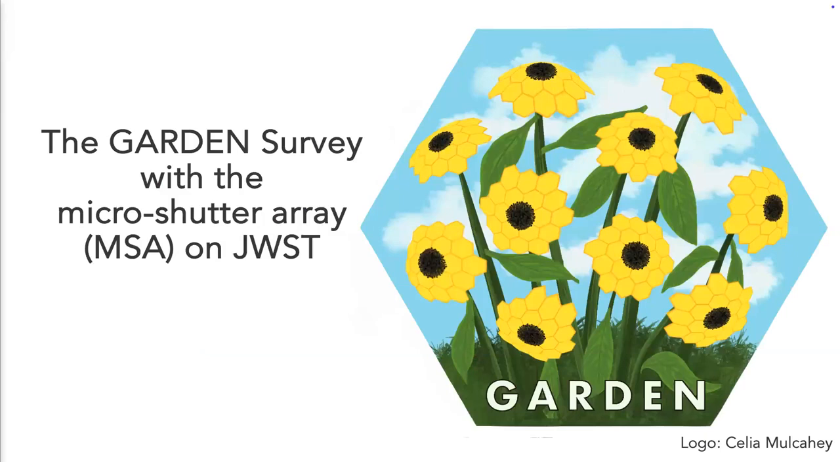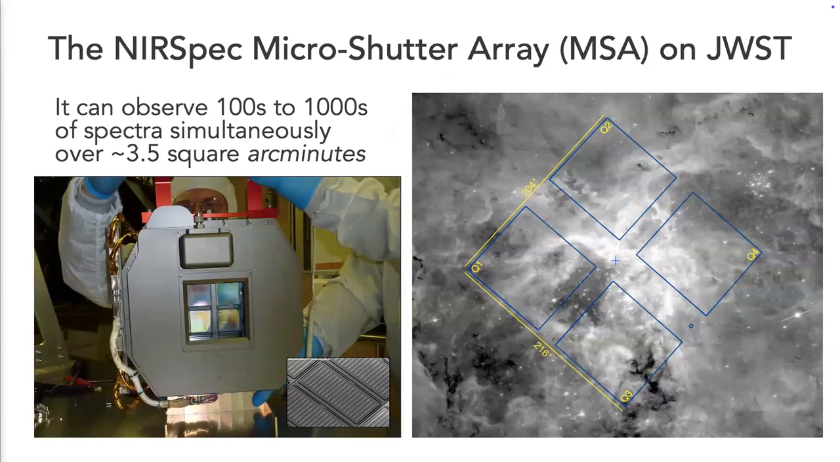We created the GARDEN survey because Sandy taught us you should name things. And we used something called the microshutter on James Webb. I'm going to show you what that is because we think it's just so cool. The microshutter array allows you to take spectra of galaxies by opening little shutters, over a large field of view, like a multi-object spectrograph on the ground. 3.5 arc minutes on a side.